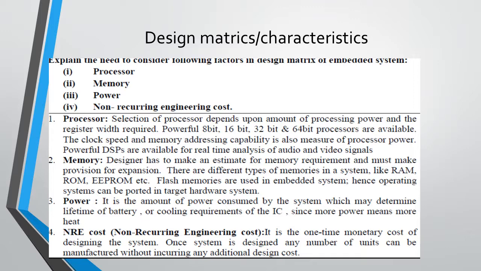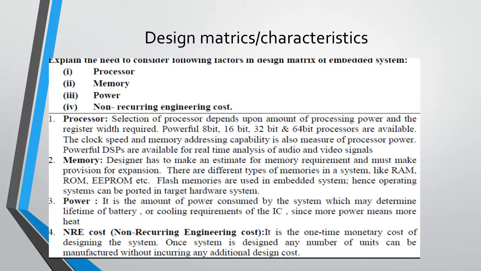What type of memory do we require for designing an embedded system? The designer has to make an estimate for memory requirement and must make provision for expansion. There are different types of memories in a system like RAM, ROM and EEPROM, electrically erasable PROM. Next is power. It is the amount of power consumed by the system which determines the lifetime of the battery.